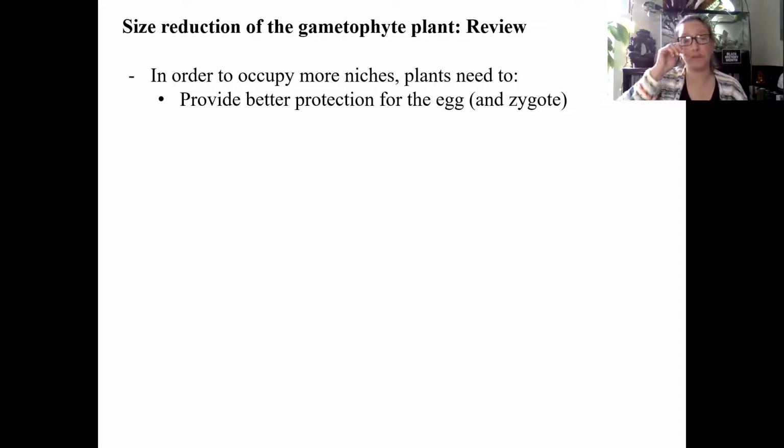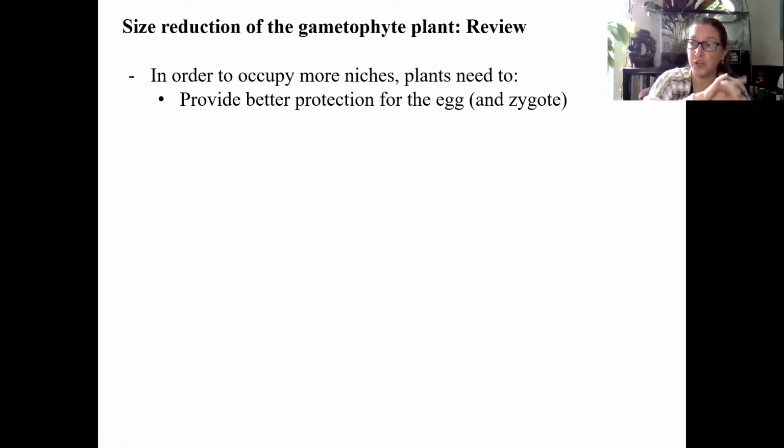You have to provide better protection for the egg and ultimately the zygote, right? Because wherever the egg is, it's going to be fertilized by sperm, and that's where the zygote will be, because egg and sperm make the zygote. So over time, we see not only a size reduction. If you're going to protect the egg better, getting smaller is one way to do that, because then you can cover it up with more things if it's smaller.